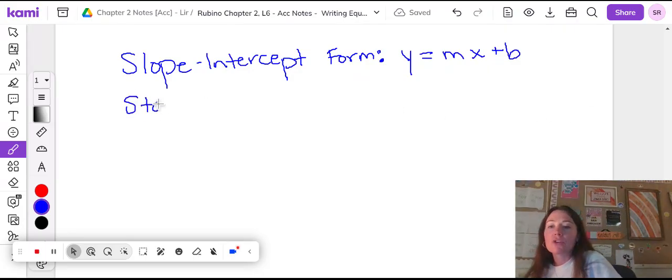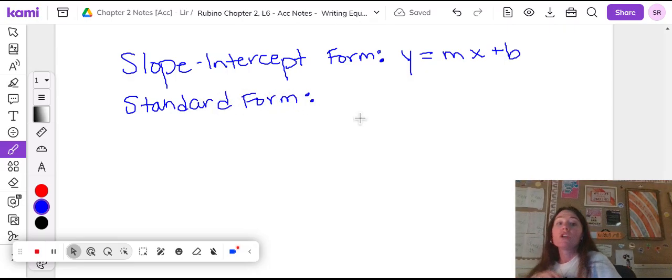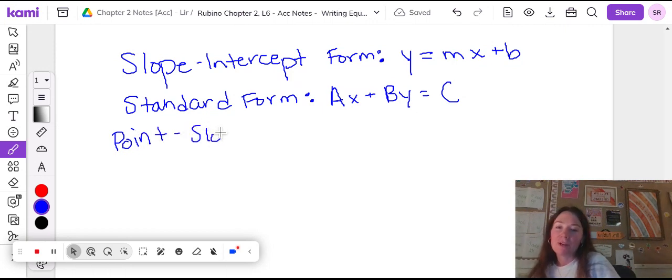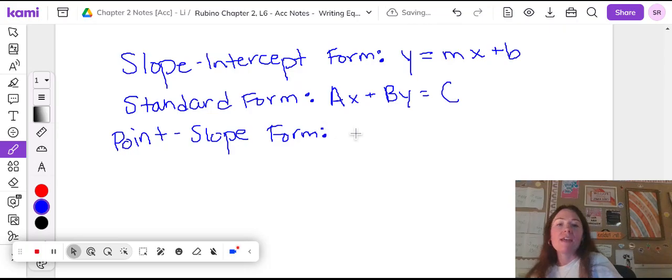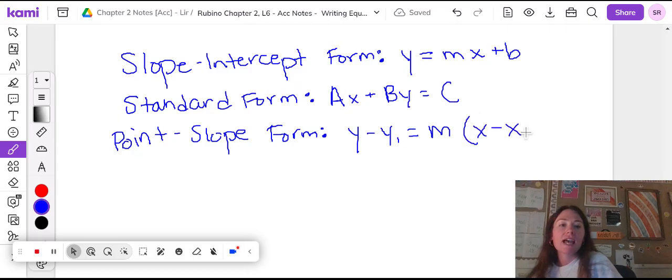The other one is standard form. We have spent some time with standard form. We're going to spend even more time on standard form next week. It's also super important when we do word problems, okay? And this one is ax plus by equals c. And then the one that I'm teaching today in these notes is called point slope form. And that one is y minus y sub 1 equals m times x minus x sub 1.